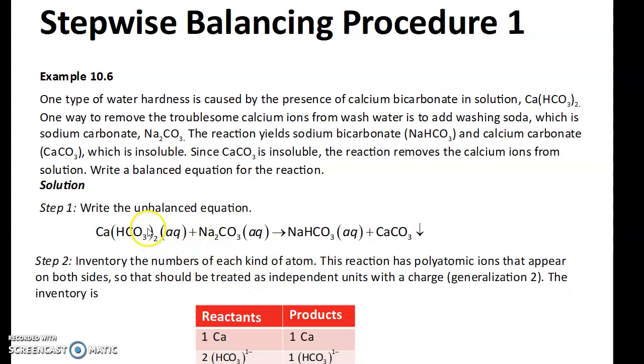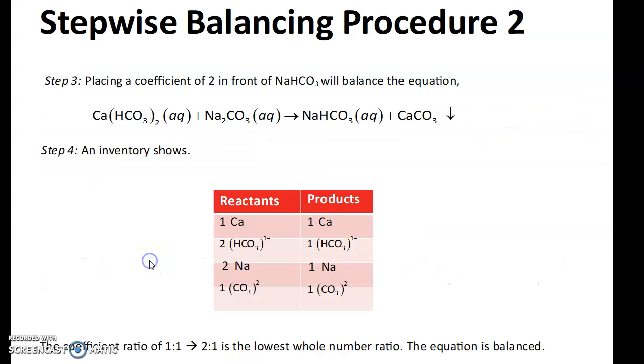Now, when you've got something like this right here and this right here, these ions need to be kept as ions going from each side of the equation. So you'll keep this, you have 2 of these present here. You've got 1 of these present here. You've got 1 of these present here and 1 of these present here, okay? So keep those as units, but your overall totals still have to include them. So placing a coefficient of 2 in front of the NaHCO3 will balance the equation.